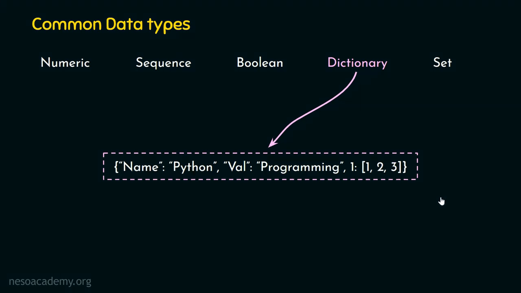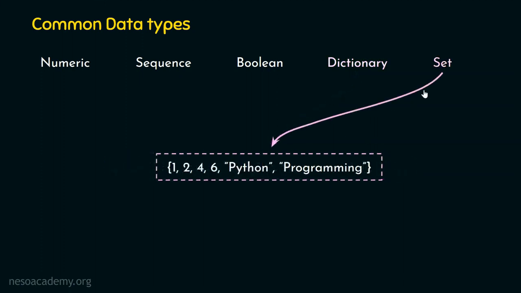Python dictionaries are optimized to retrieve values when the key is known. As we can see here, Python dictionaries can be created by putting the elements inside curly braces, where the elements are in the form of a key value pair.